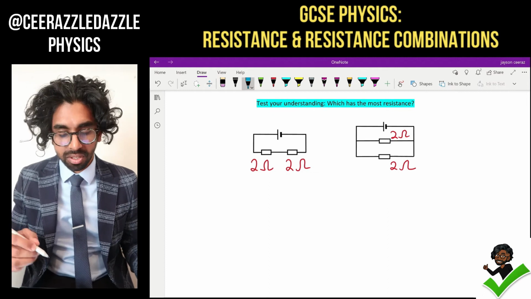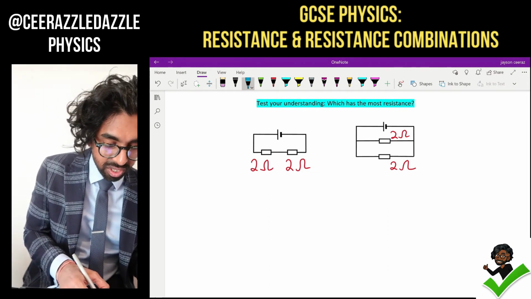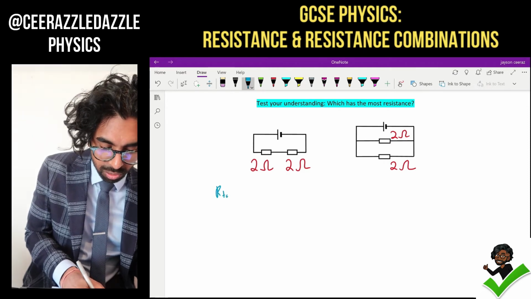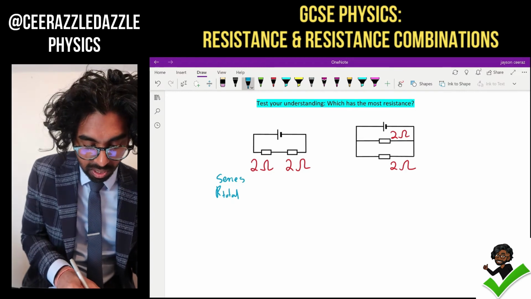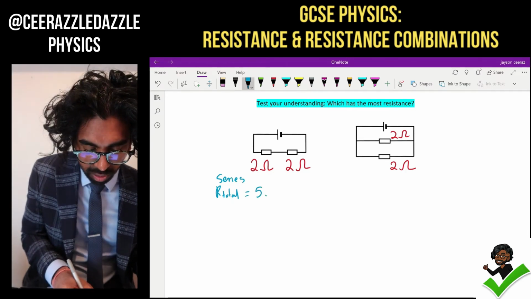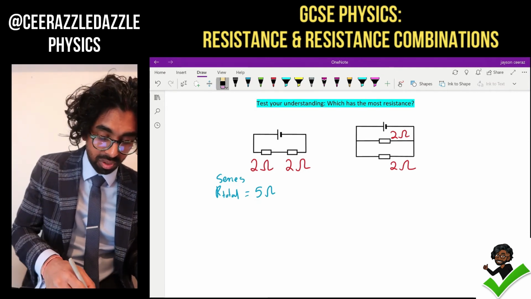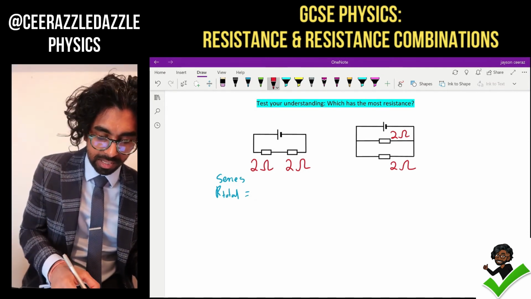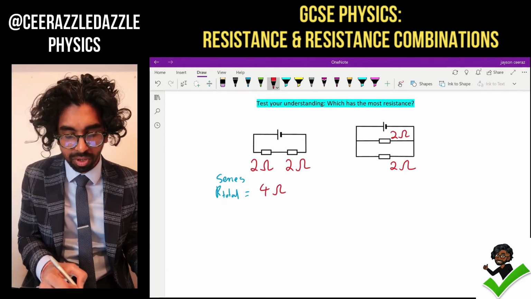So, we've just done it. Let's work out the total resistance of this one. This one, they're in series, so the resistance in total is simply going to be, because I'm simply adding the 2 and the 2 ohms together, it's going to be 4 ohms. Yes, 2 ohms there plus 2 ohms gives me 4 ohms here.